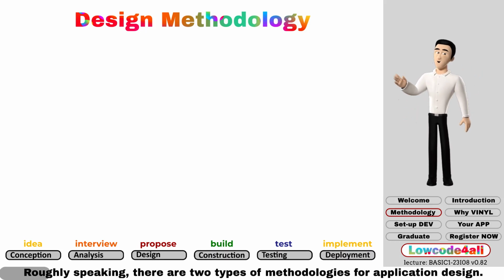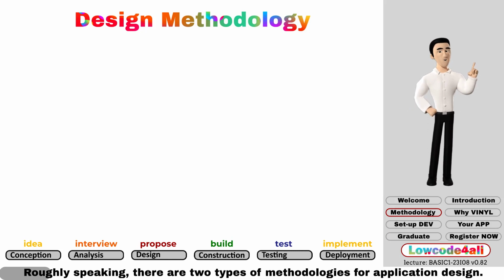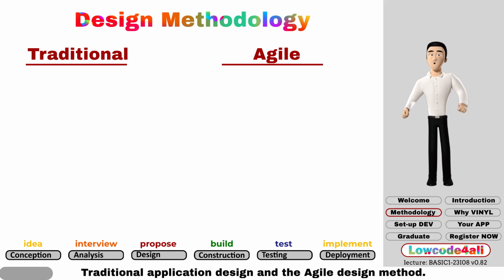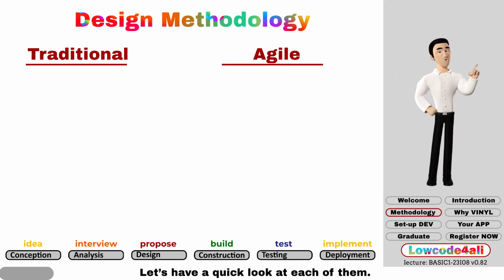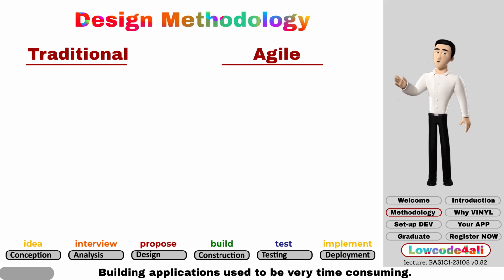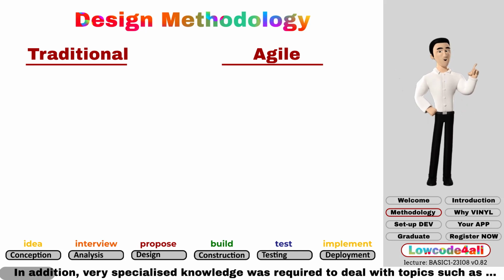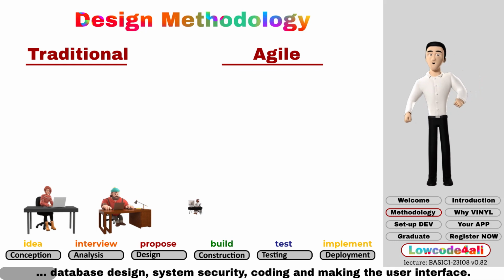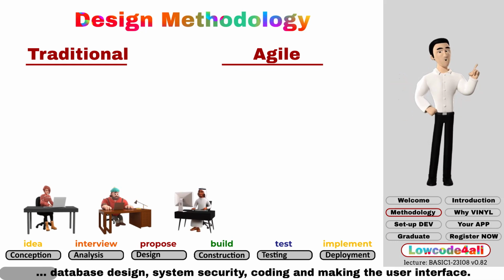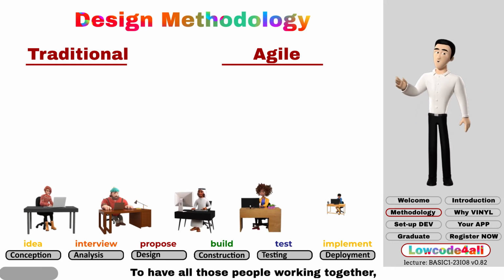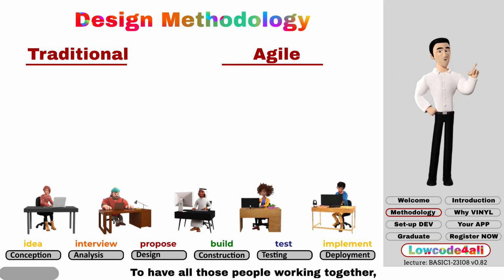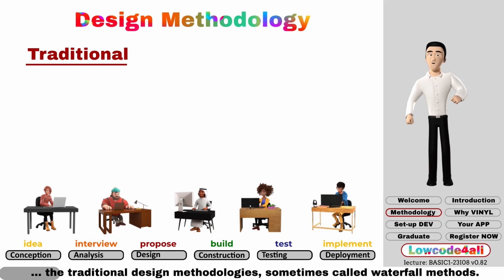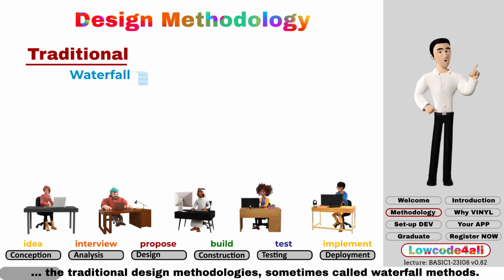Roughly speaking, there are two types of methodologies for application design: traditional application design, and the agile design method. Let's have a quick look at each of them. Building applications used to be very time-consuming. In addition, very specialized knowledge was required to deal with topics such as database design, system security, coding and making the user interface. To have all those people working together, design methods were developed that can in general be grouped together as the traditional design methodologies, sometimes called waterfall methods.